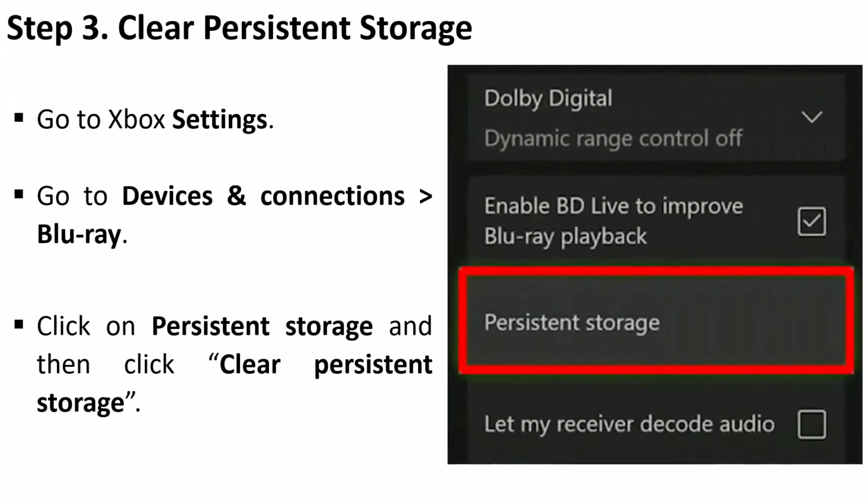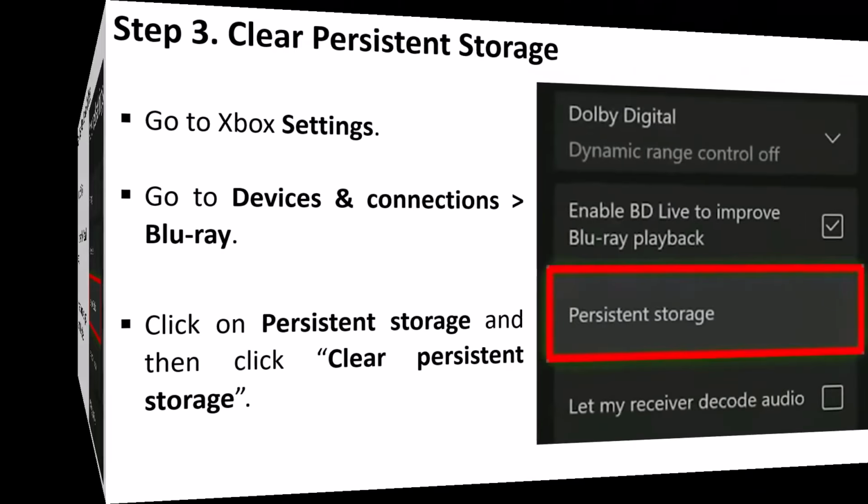Step 3 is to clear persistent storage. Go to Xbox settings, go to Devices and connections, Blu-ray, click on Persistent storage and then click Clear persistent storage. Now if you don't see this option on your Xbox console, then skip this step.